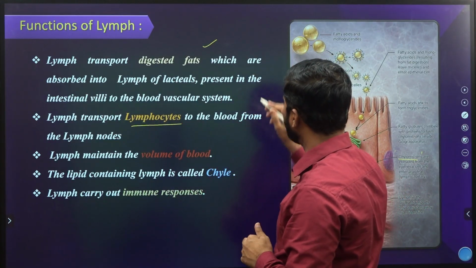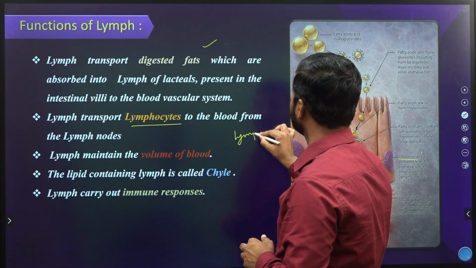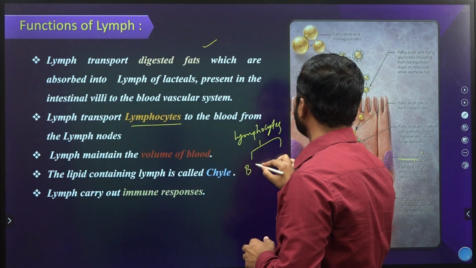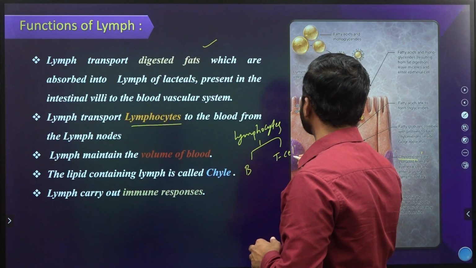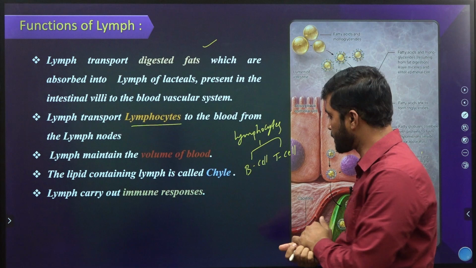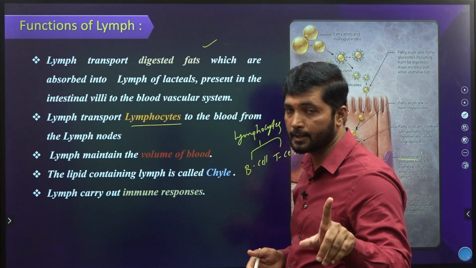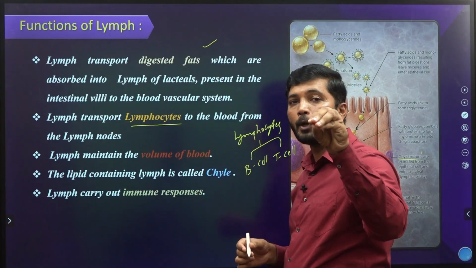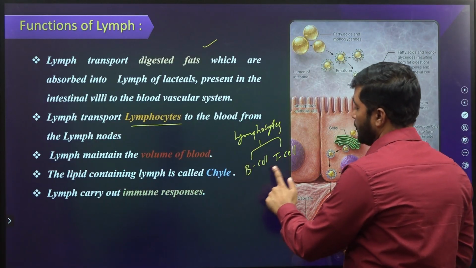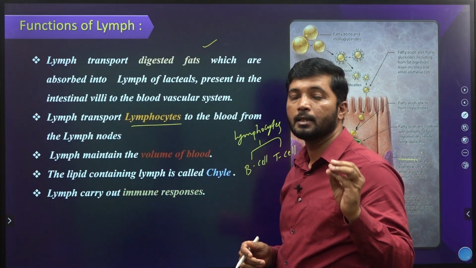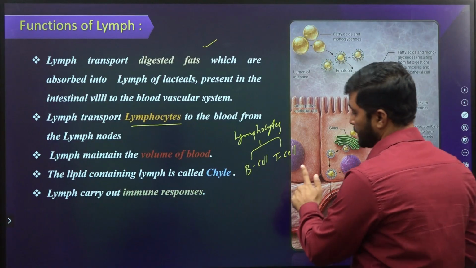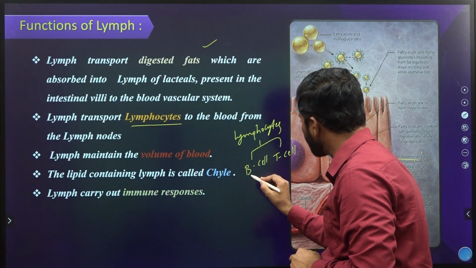Lymphocytes are mainly of two types: B cell and T cell. If you take the differences, B means bone marrow cells, the lymphocytes which originate and mature in the bone marrow. That is called B, bone marrow cell. T is nothing but thymus; some lymphocytes mature in the thymus gland, so those are thymus cells, T cells. That is the difference. So this is B cell and T cell.